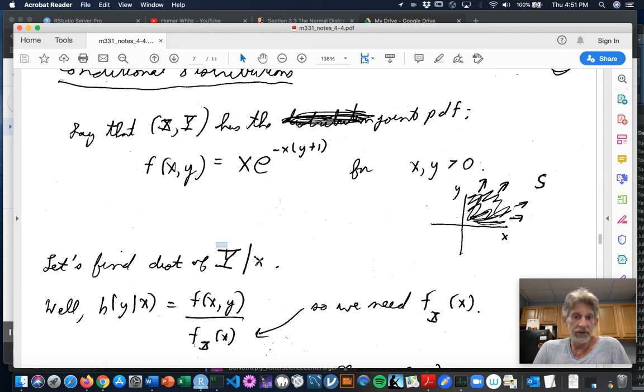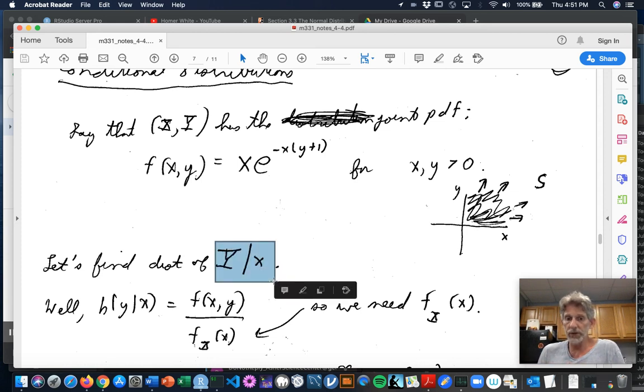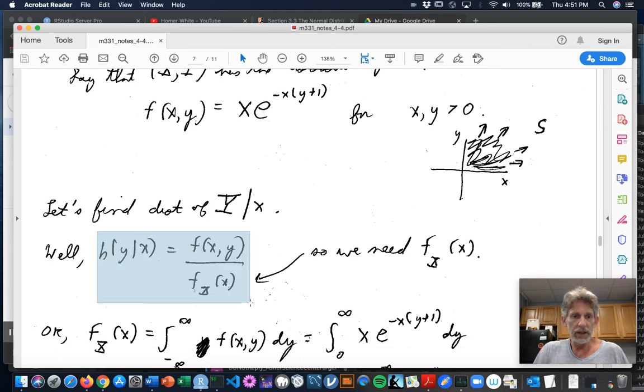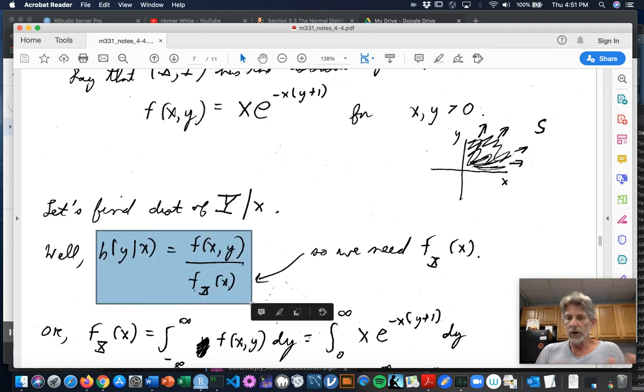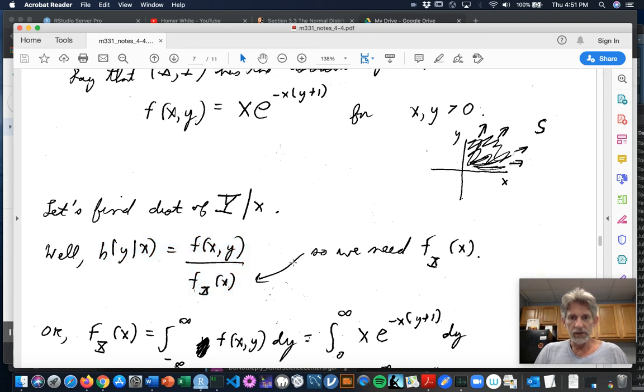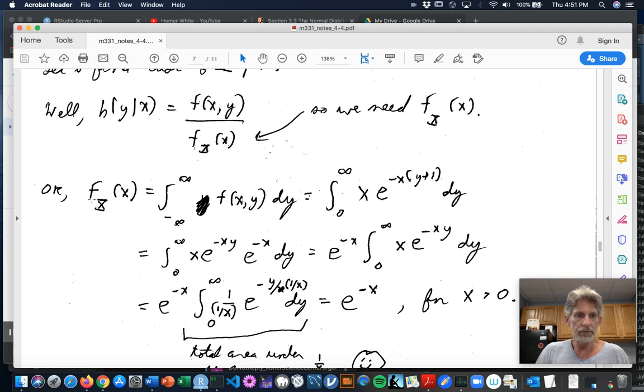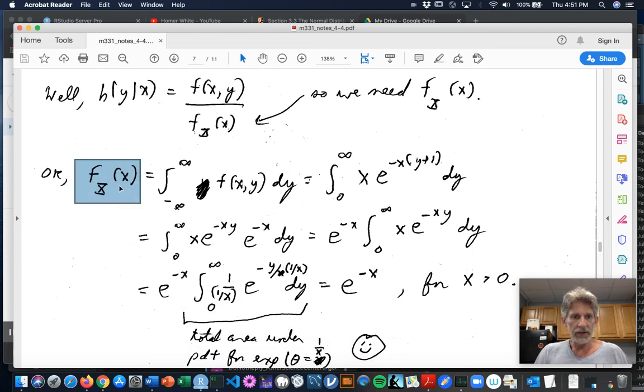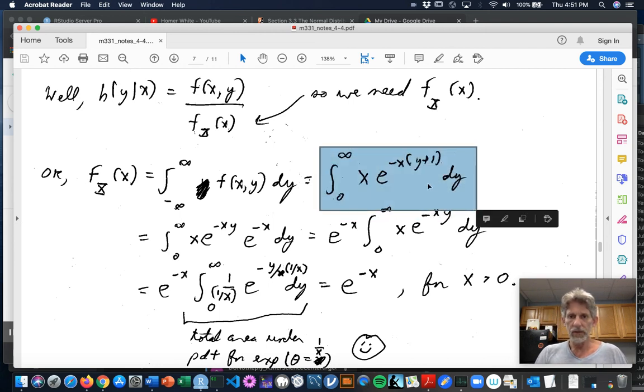And let's just try to find the conditional distribution of capital Y given that capital X is some value little x. So you know that we're going to need f of x, y over the marginal for capital X at little x. And so we'd better go ahead and get that marginal. So we'll stop and compute that. And that marginal by definition is the integral over all the y's of the PDF. And so it's this improper integral.